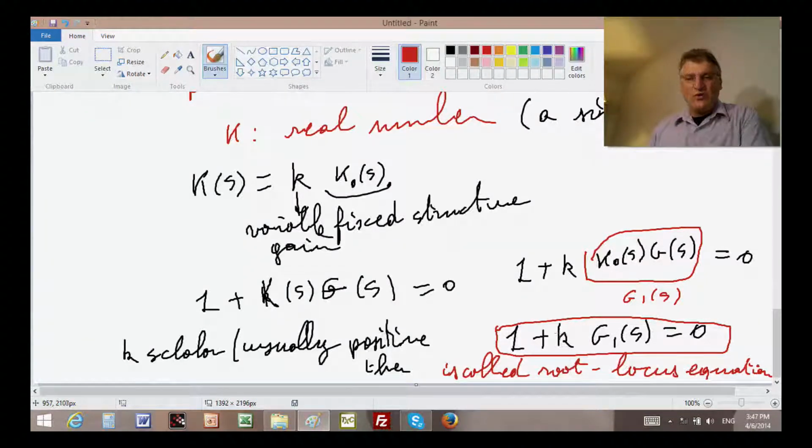Why? Because we will very often be in a position where we let k vary from 0 to infinity, and we try and find the roots of this complex polynomial equation as k changes. Varying k from 0 to infinity allows us to find the values of k for which the closed loop poles are in a satisfactory position. We will study this right now.